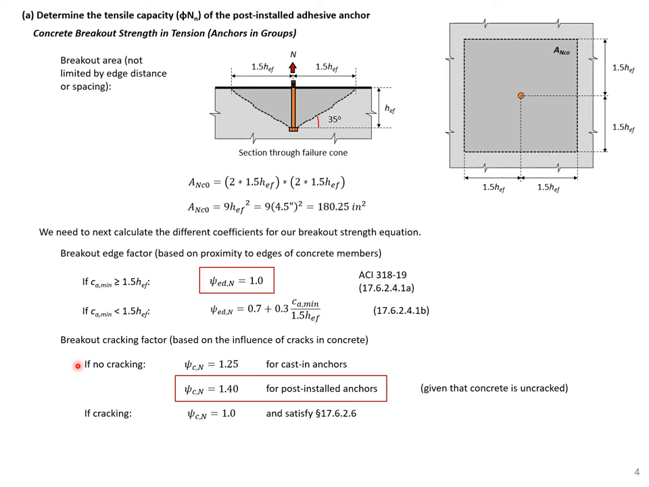Our breakout cracking factor, we're assuming we have no cracking, that was given in our problem statement. And we have a post-installed adhesive anchor. So our breakout cracking factor, our psi factor here, is going to be equal to 1.4.